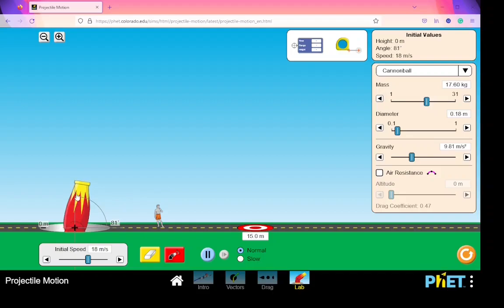So here we are in the PhET projectile motion field. Notice I've selected lab. That's what we're going to use. Just select the lab tab.